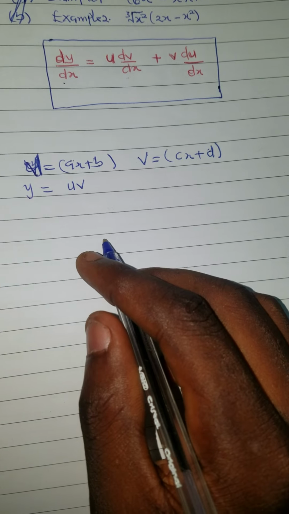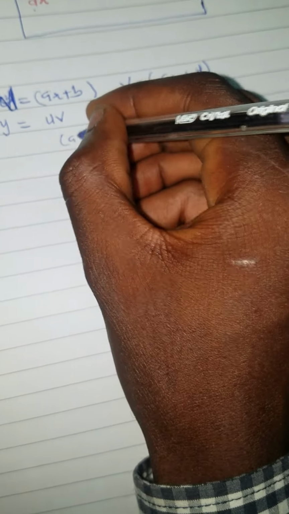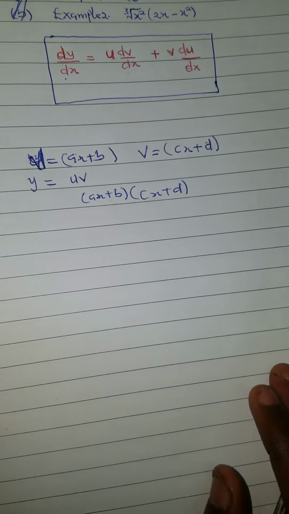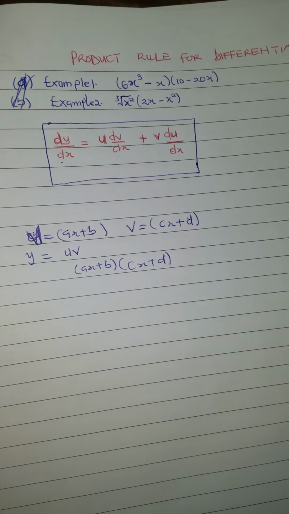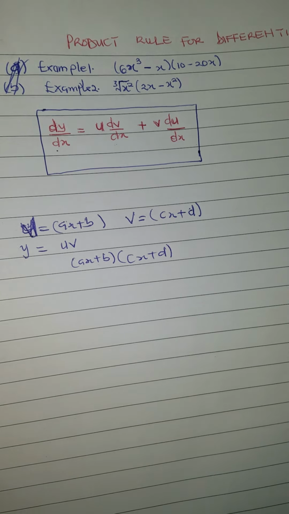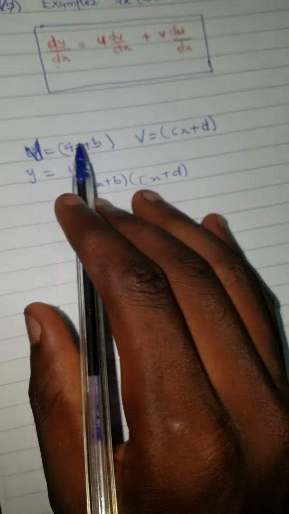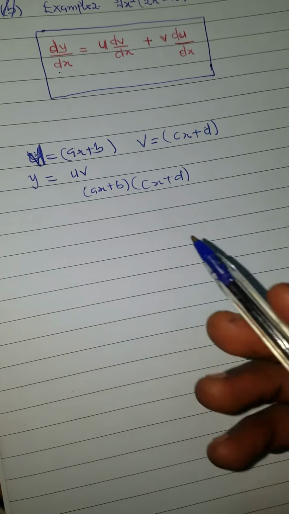That is when you use the product rule. These things are multiplying each other. So you see that you have ax plus b multiplying cx plus d. That is where you use the product rule in differentiation. And you always represent the first function as u, and the second function as v.